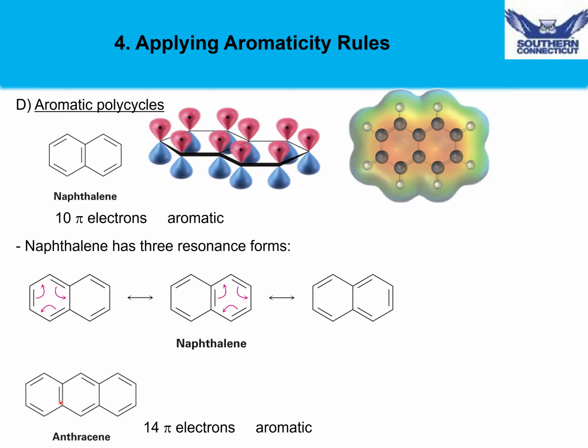Another related example is anthracene. It contains essentially 3 fused benzene rings. If we count the double bonds, we have 7 of them. That means this molecule has 14 pi electrons, and because it has an uninterrupted pi cloud, we have an aromatic compound.